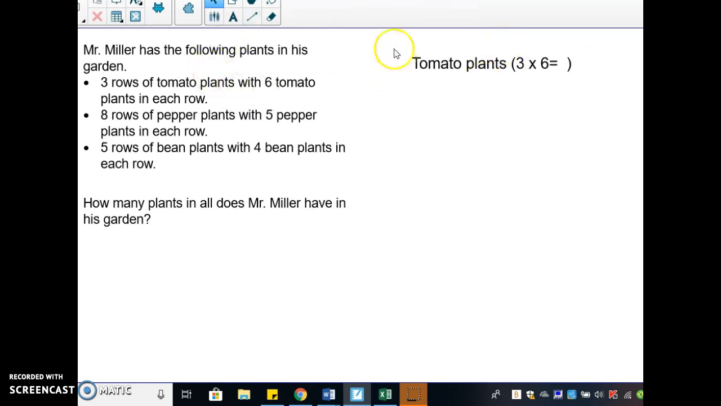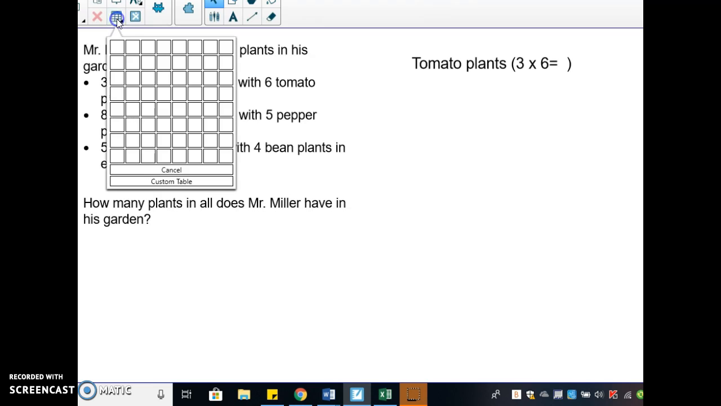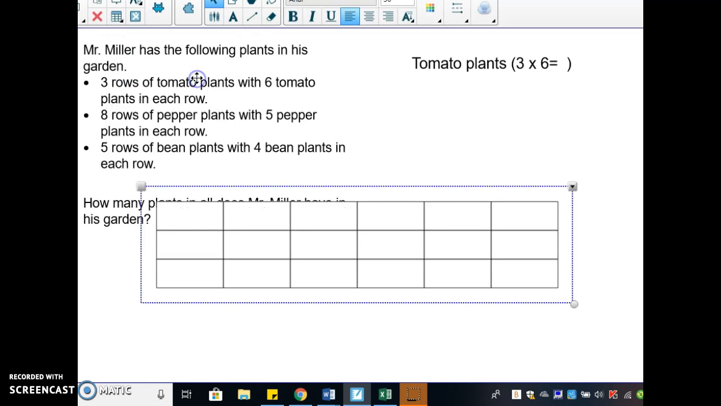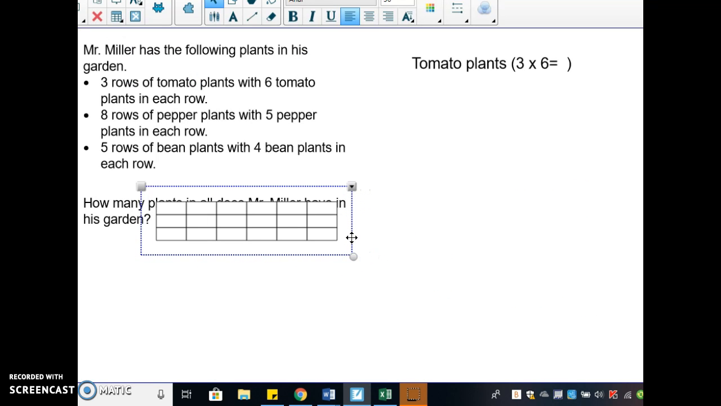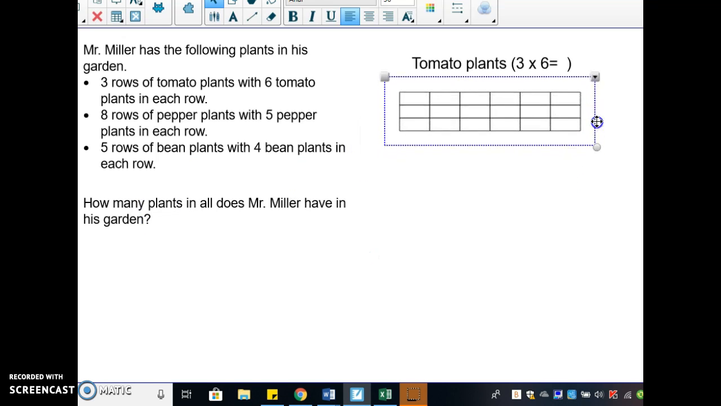And I think I'm going to use an array or a table in this case to make this easy for me. So I know I have 3 equal groups, so my 3 rows and my 6 columns. And so that's 3 times 6. It's really big, so I'm going to just resize it so it's easier to work with. And I'm going to move it over here.